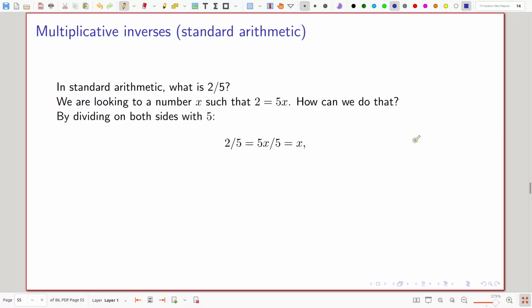When you are a kid, you just divide everything by 5, right? And then you get to the value of x. And this is like 2 over 5. You come back to the same thing, but it's stupid, but this is how it works. Okay?